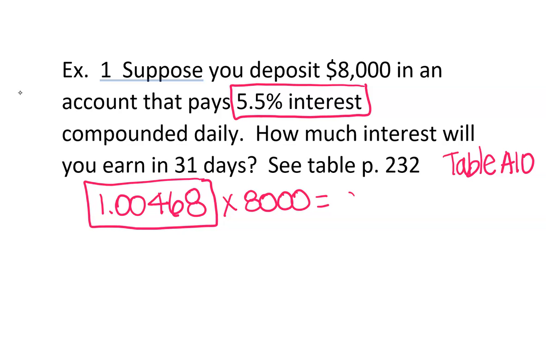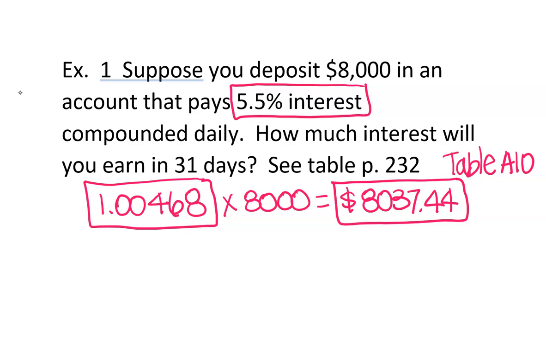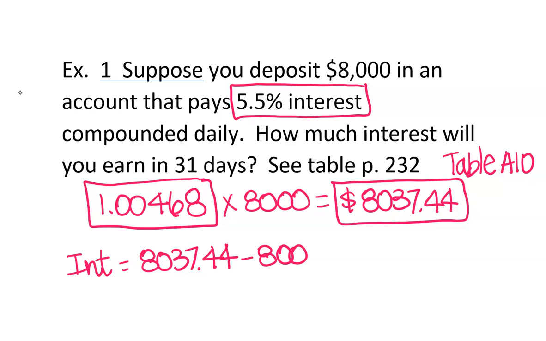So when I multiply, I get 8,037.44. Now that's the total at the end of 31 days. To find the interest, you take your 8,037.44, or what you ended with, and subtract out what you started with. So $37.44.